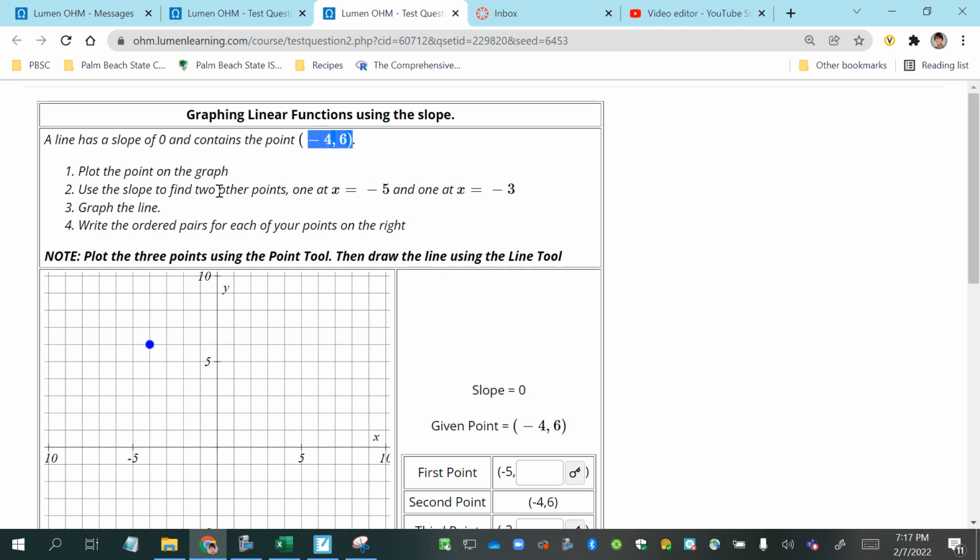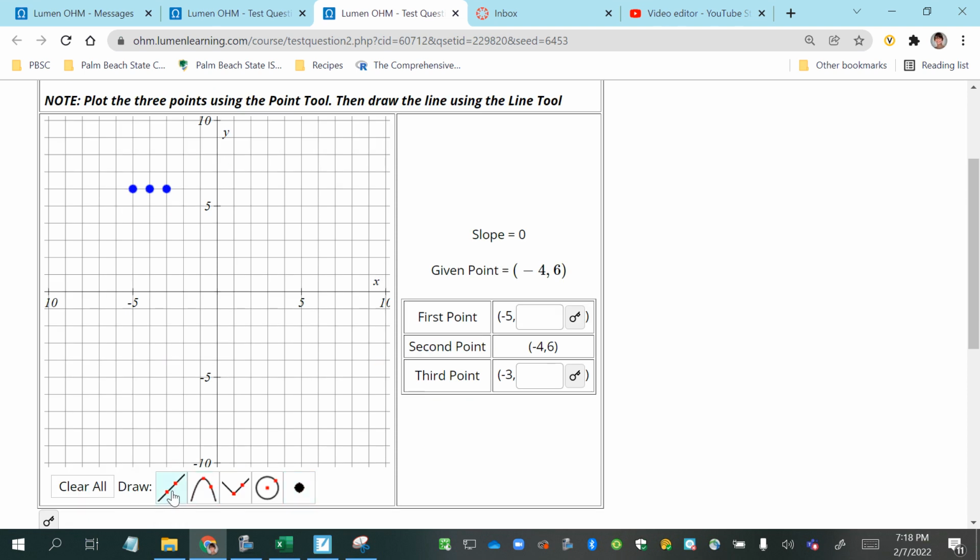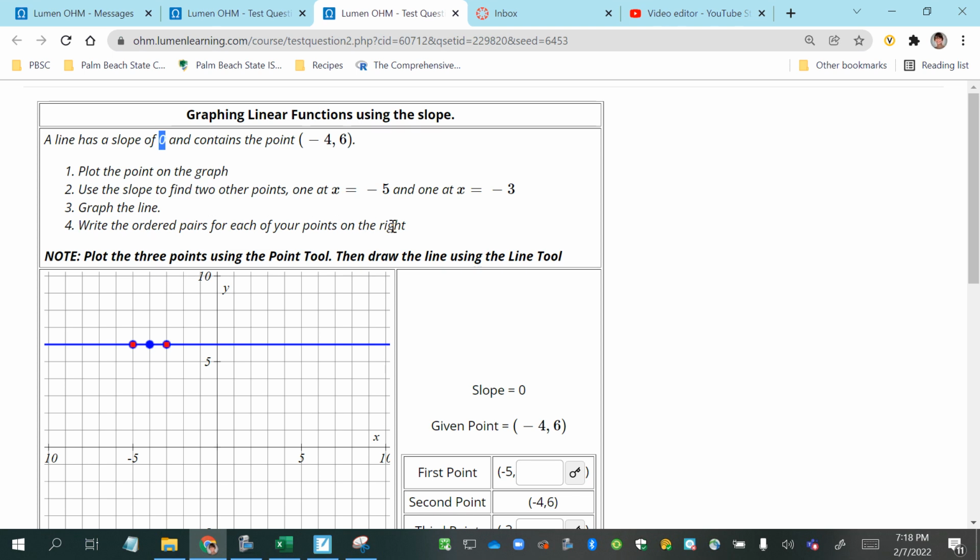Use the slope to find 2 other points, one at x equals -5 and one at x equals -3. So we were told up here that the line has a slope of 0, which means that there is no rise. So we are going to stay on this horizontal position for all values of x. So I'm just going to put another point at x equals -5 at that same height and at x equals -3. Okay, so now step 3, graph the line. So now I'm going to take my line tool and just click on 2 of those points to connect my line. And then finally, write the ordered pairs for each of your points.